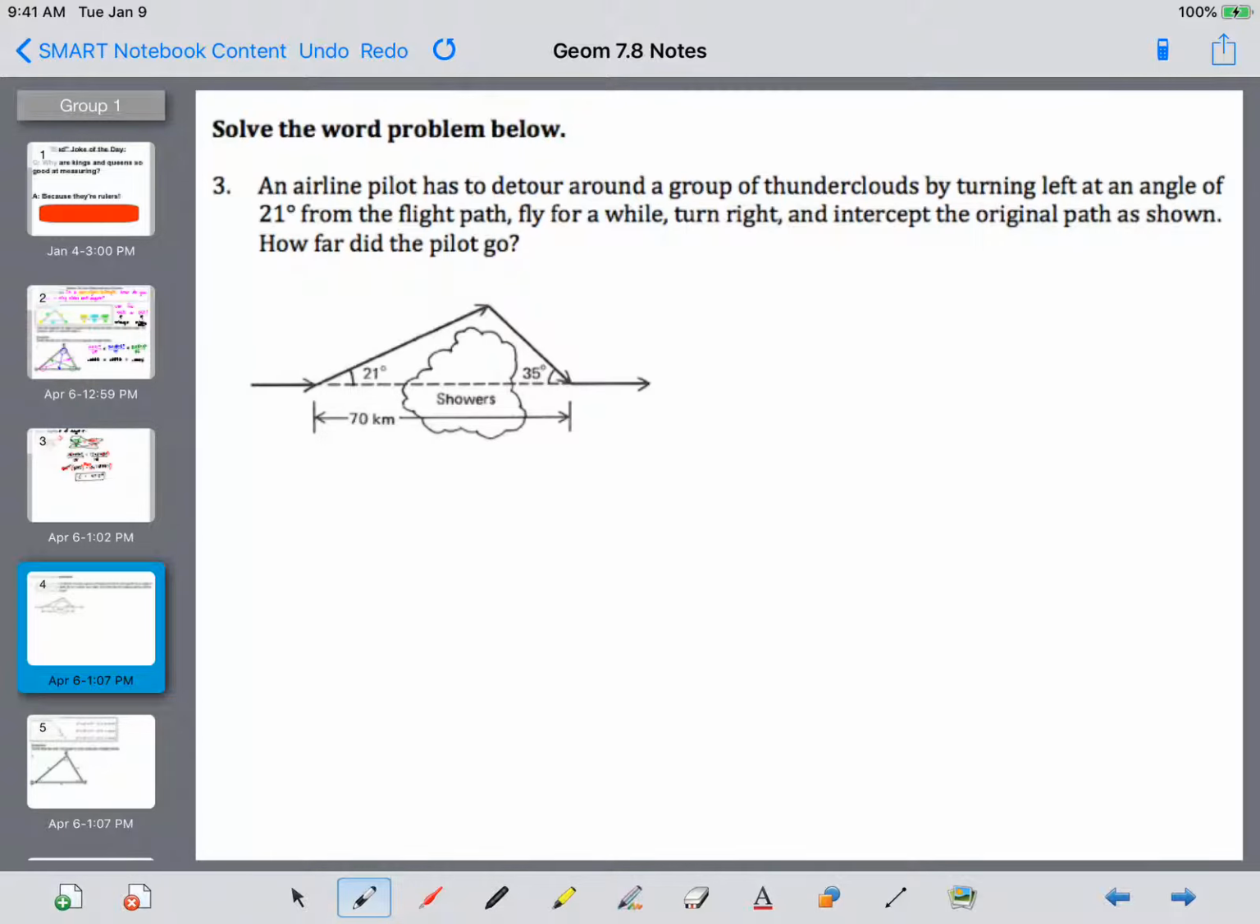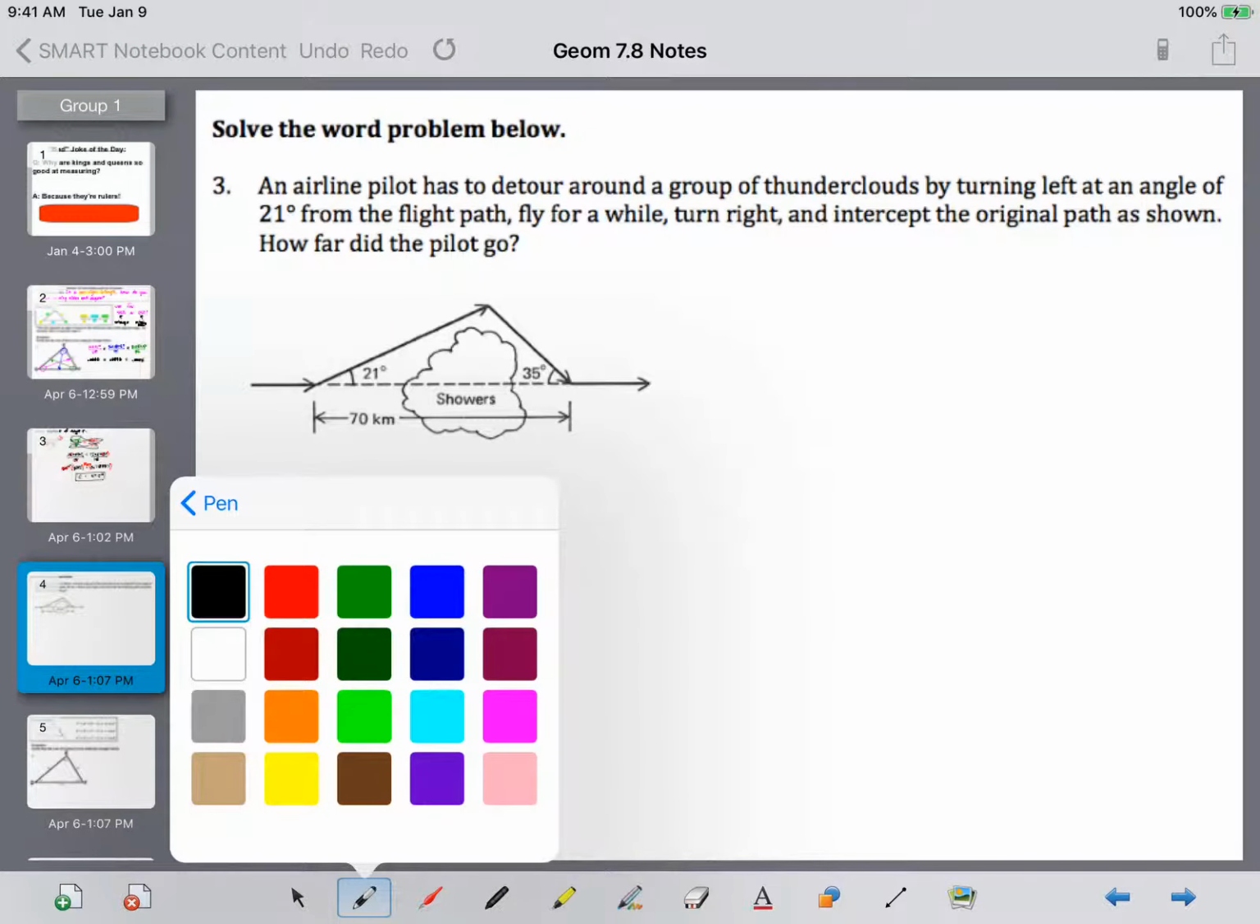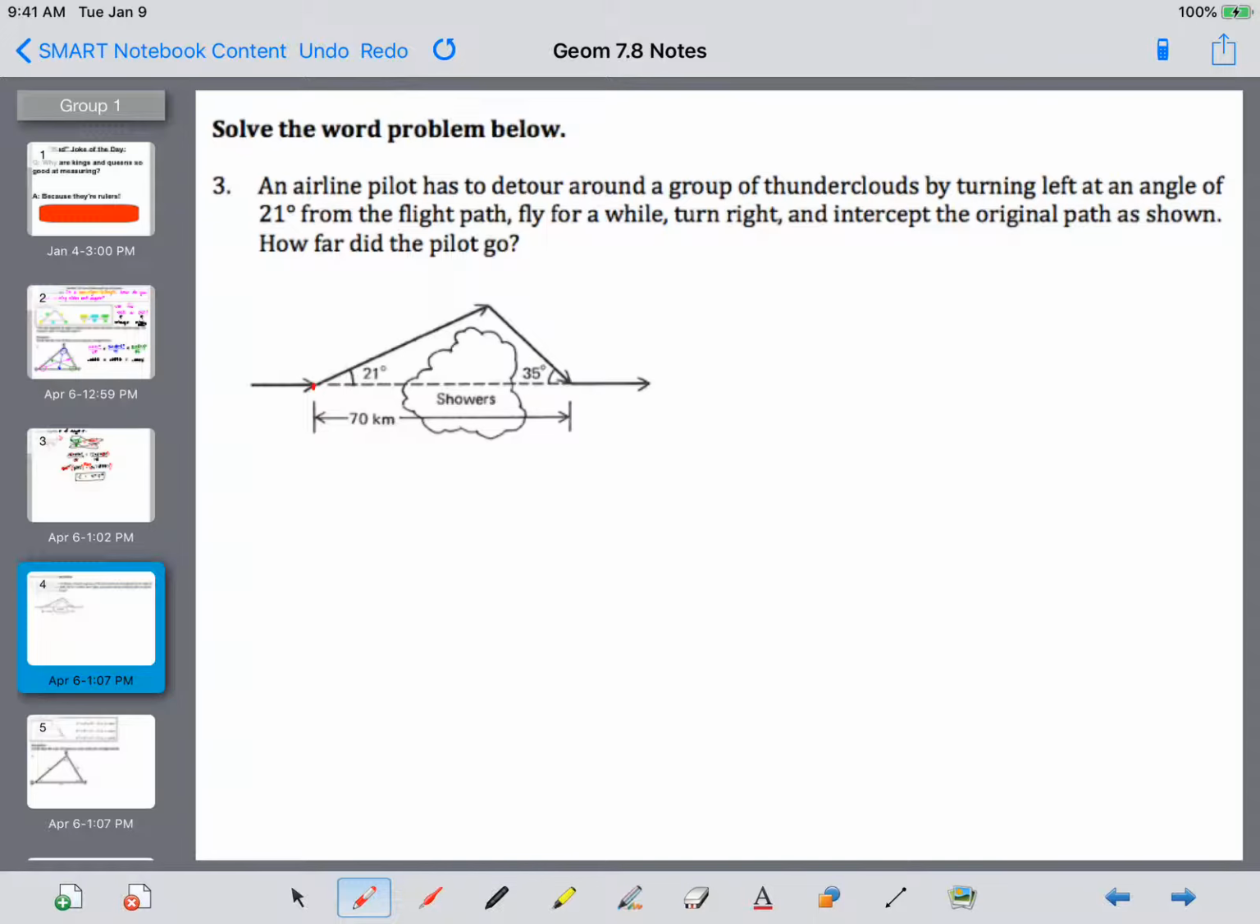All right, so let's label some stuff here. I know this is going to be pretty crazy, but I'm going to call this triangle A, B, and then this point C. So if this pilot was going to fly directly from A to B, it would be 70 kilometers, but he doesn't want to go through this thunderstorm, so he's going to go to point C and then back to B. All right. If you are trying to find a missing side, in this case, we want to know how far it is from A to C and then from C to B. Let's call this lowercase a, and let's call this lowercase b.